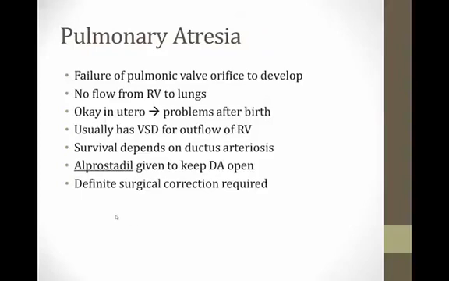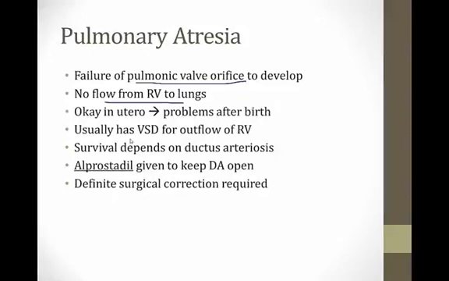Let's briefly mention pulmonary atresia. This is a very serious and rare congenital heart defect where the pulmonic valve orifice doesn't develop. So basically there is no pulmonic valve that can open, and there's no flow from the right ventricle to the lungs. This is okay in utero because the baby gets oxygen from the mother, but after birth, when it needs to pump blood through the lungs, big problems develop.